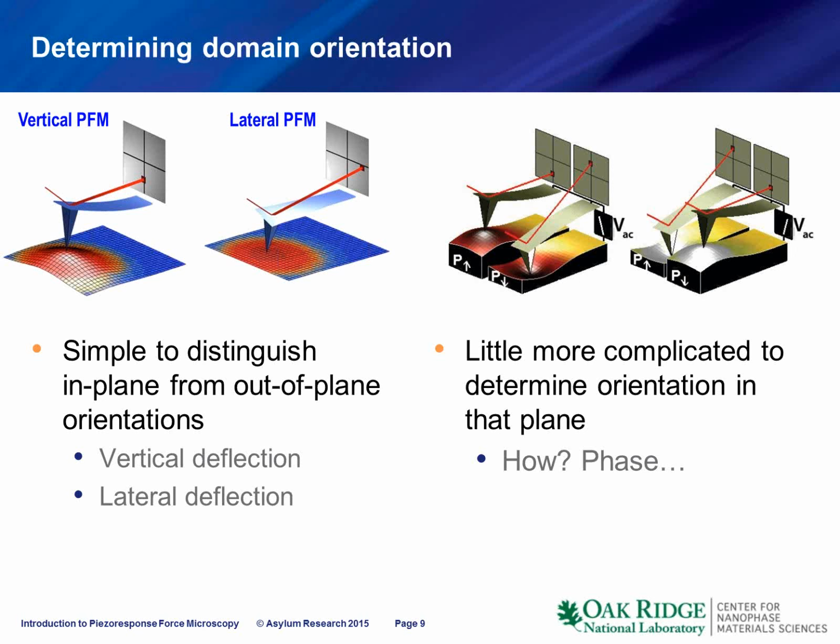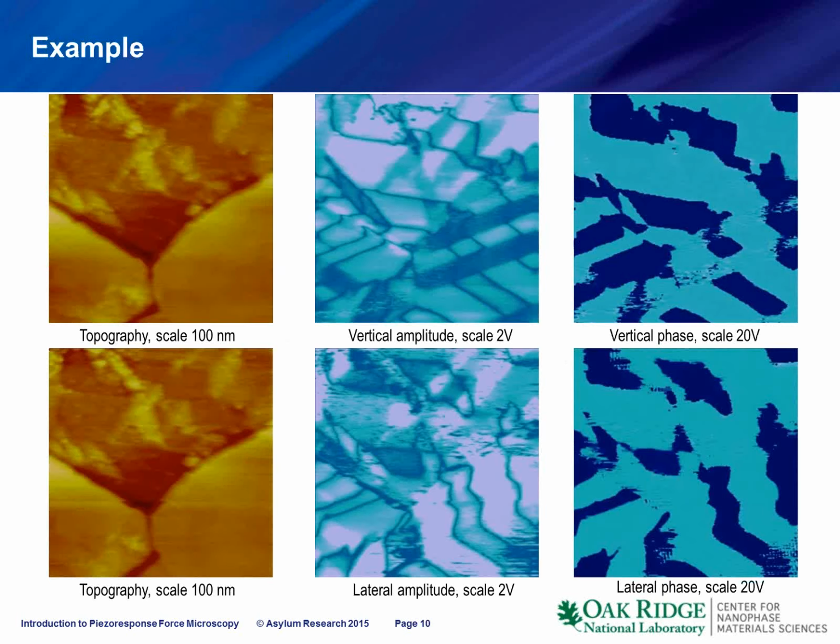We can also get insight into the orientation of the polarization inside the material. For example, if the polarization goes upward, the material will expand for one voltage polarity, and if it goes downward, it will contract. The way we can distinguish it is based on the phase of the response. We can look at several examples of PFM images. So these are examples of very simple, very trivial single frequency piezoresponse measurements on lead zirconate titanate ceramics.